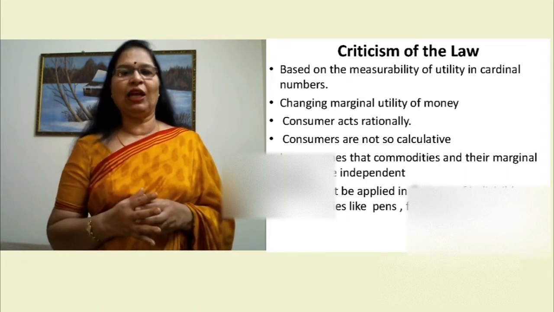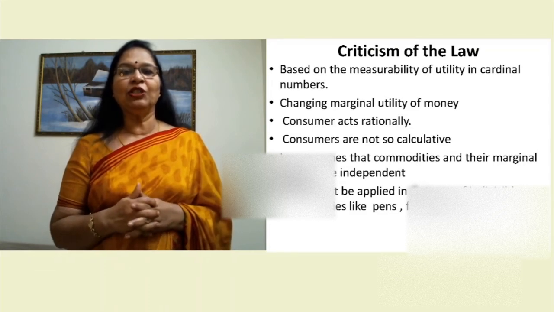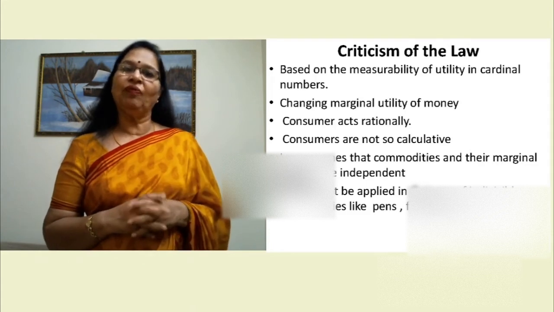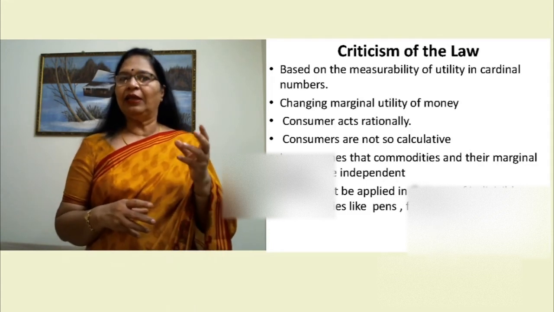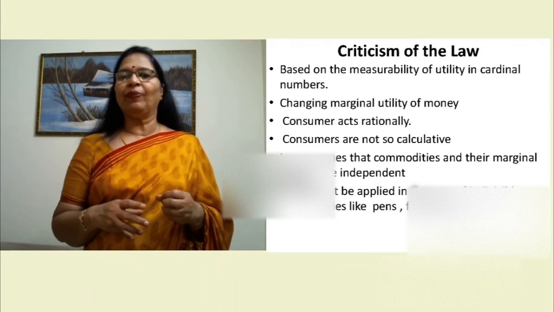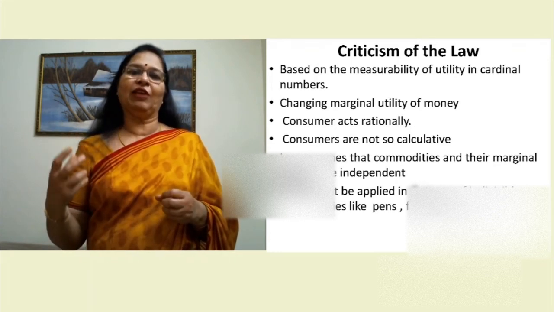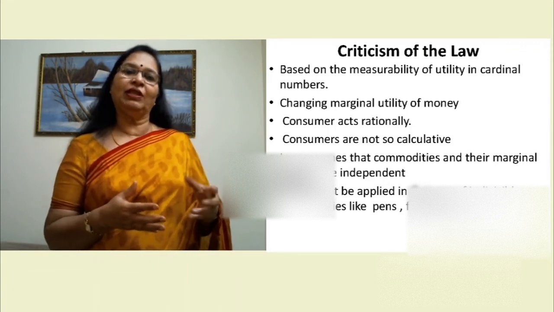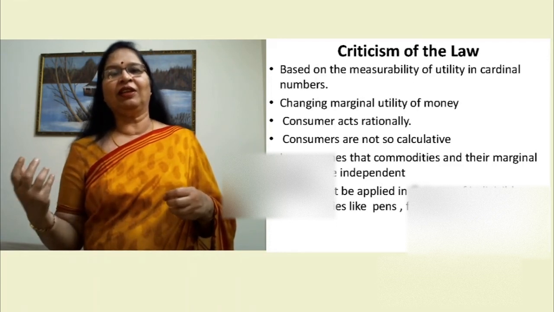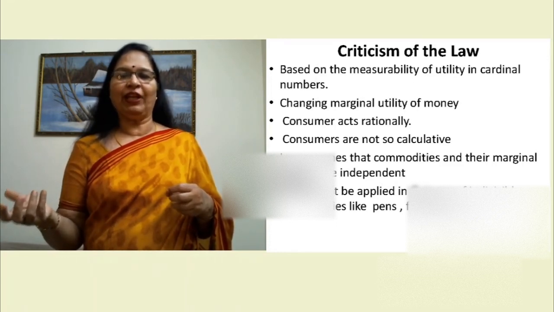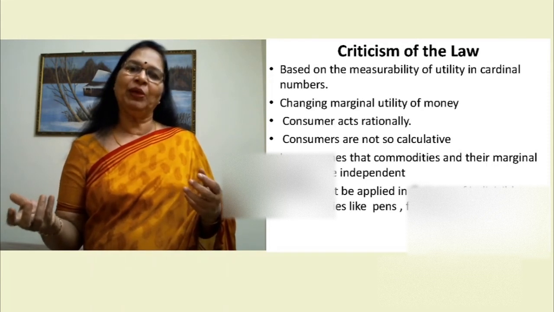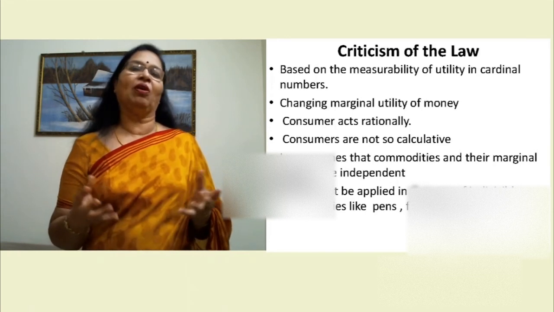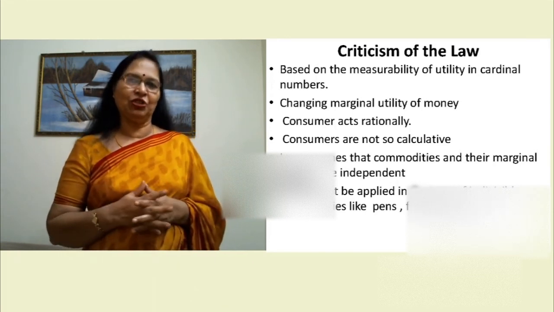And consumers are not so calculative all the time, and the law assumes that commodities and their marginal utilities are independent. So we assume in cardinal analysis that the utility that you derive from commodity X does not depend upon the utility that we derive from commodity Y, which is not true, because whatever we consume of this is also going to influence the consumption and utility of the next commodity. But how do we apply this law for indivisible items like furniture or books or something else like that? The law is difficult to apply.